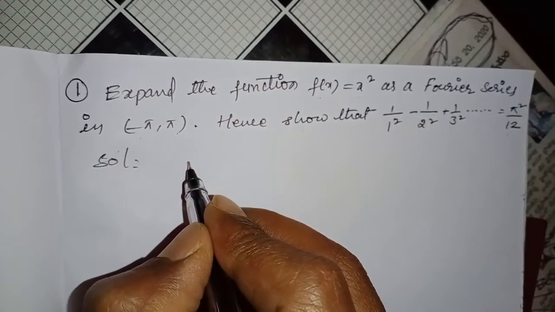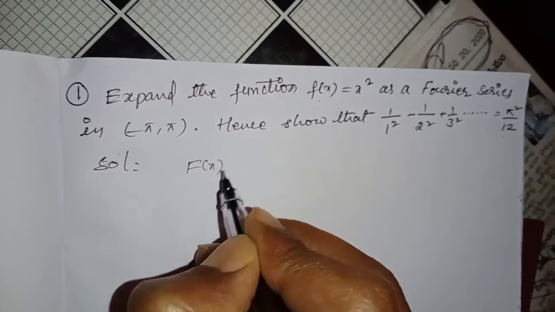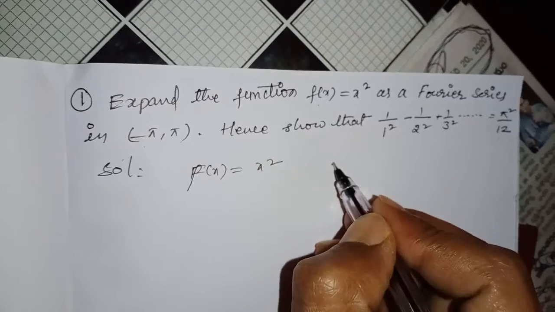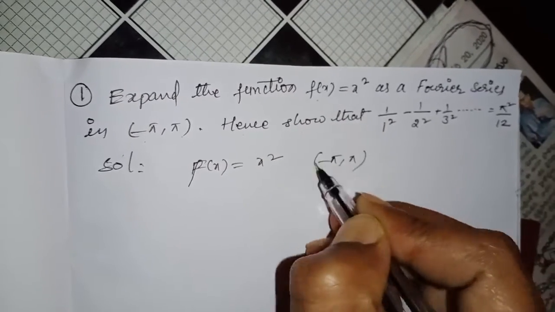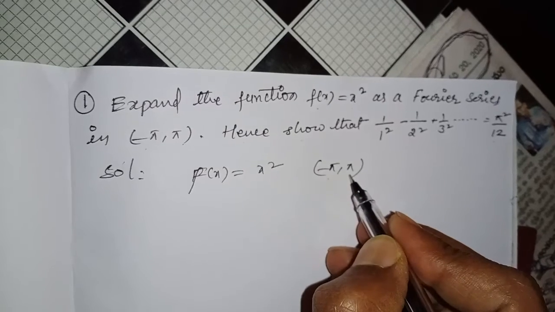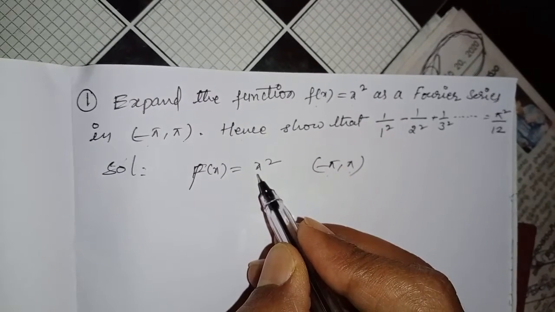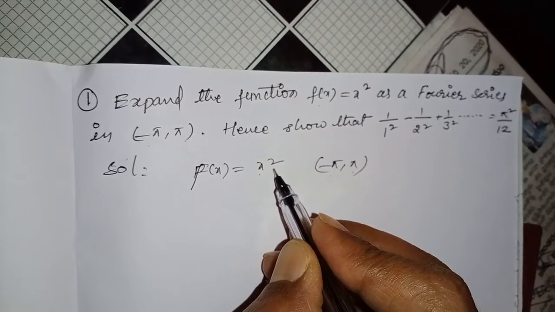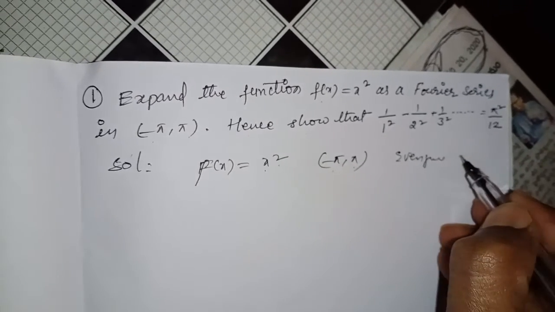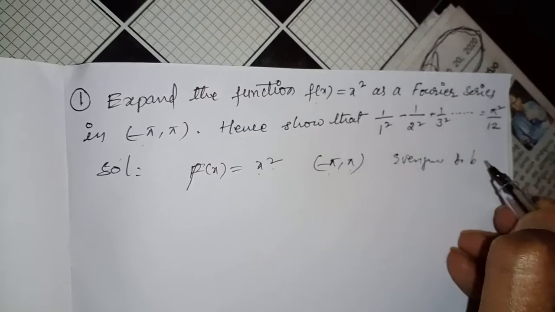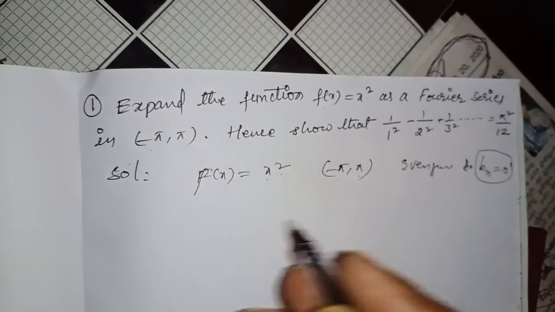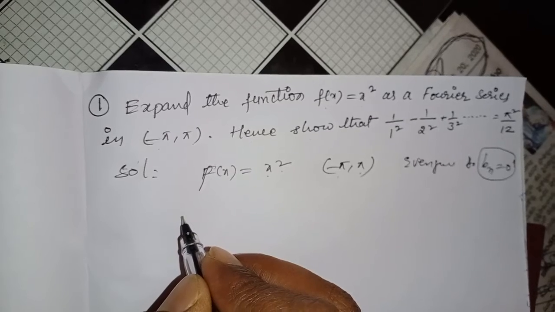Solution. First of all, f of x is equal to x square. The limits are negative pi to positive pi. See here, the limits are negative to positive. The next, f of x is equal to x square, which means it is an even function. So bn is equal to 0. Just find only a naught and an.